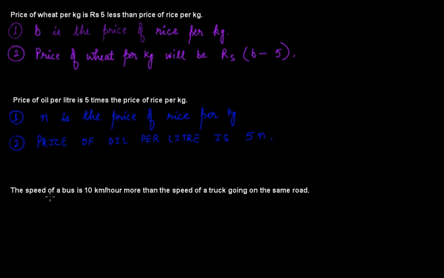Here, the speed of a bus is 10 km per hour more than the speed of a truck going on the same road. So the first step is always that we choose a variable. Let's suppose the variable is small v, v kilometer per hour. V is a variable, right? I'm just mentioning the unit here. V kilometer per hour is the speed of the truck.